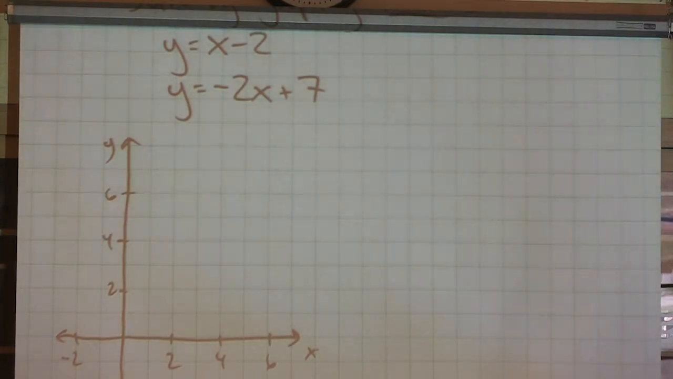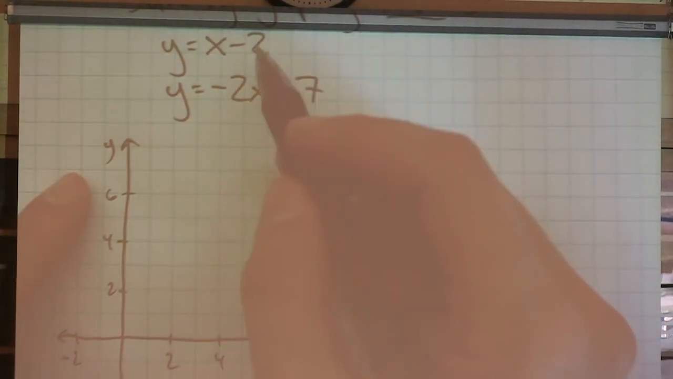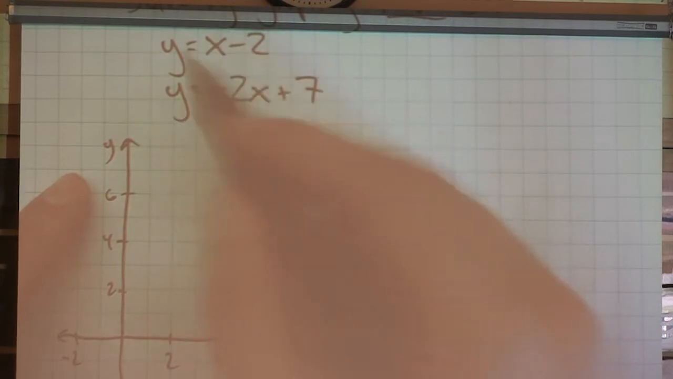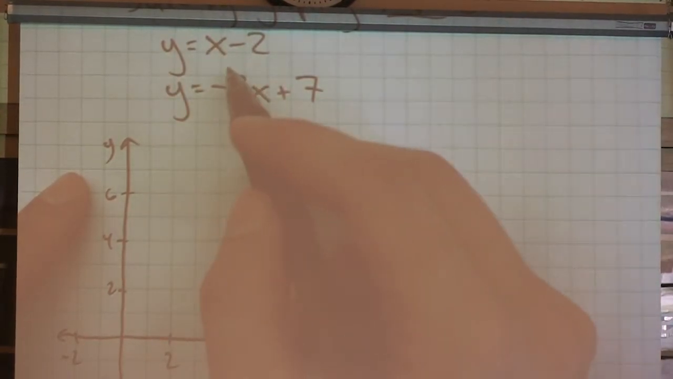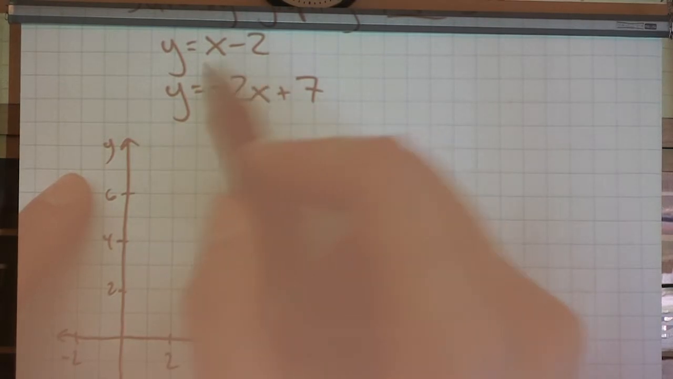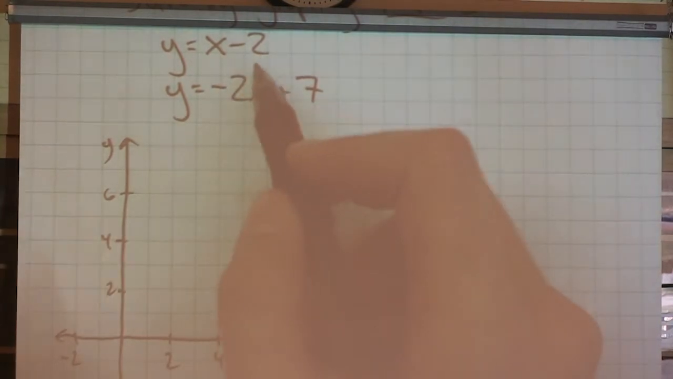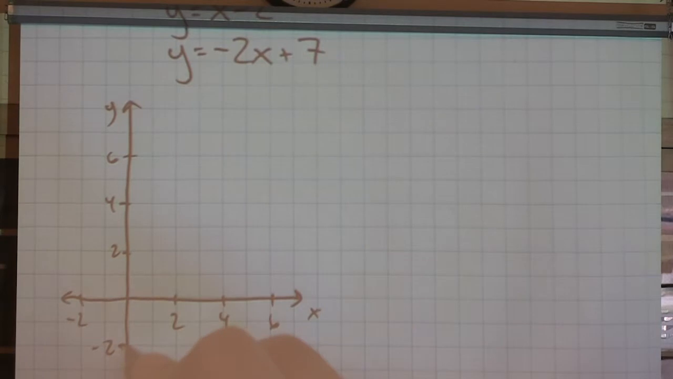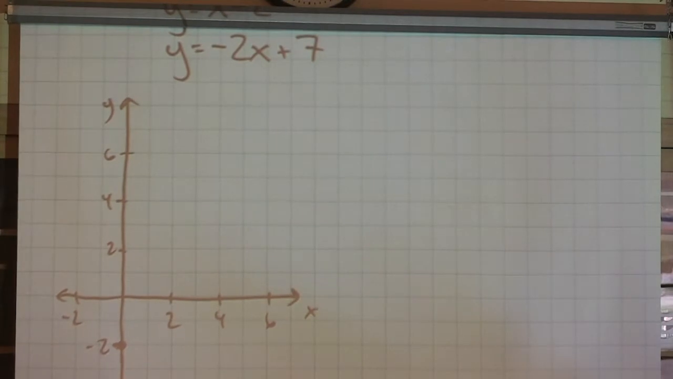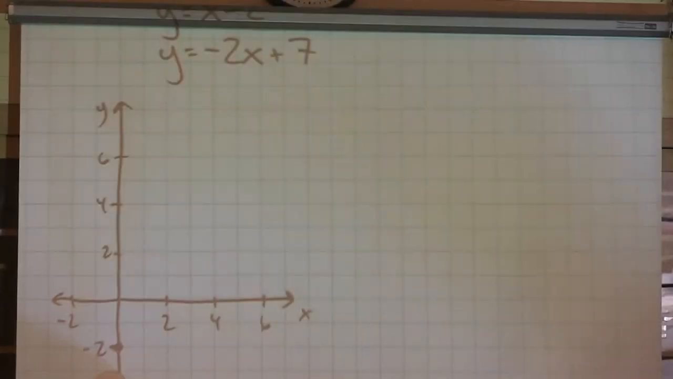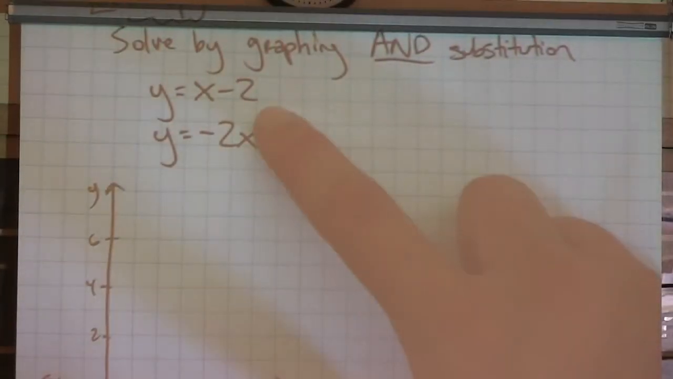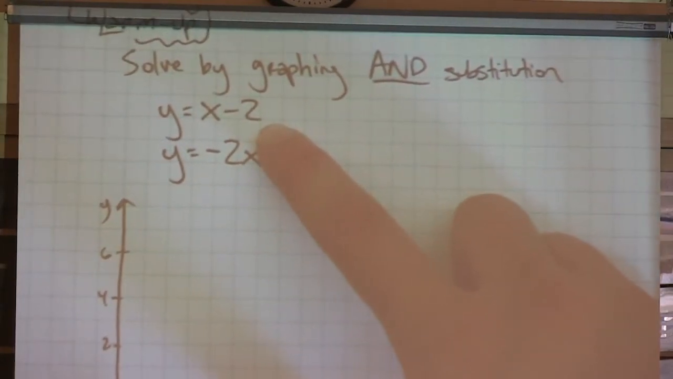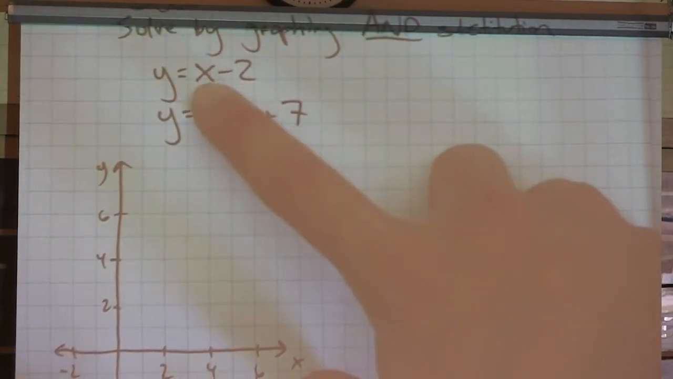Okay, so if I'm looking at this, graphing my first line, it starts at -2. So I go to -2 on the y-axis. And what's the slope right here? What's the slope of this line?